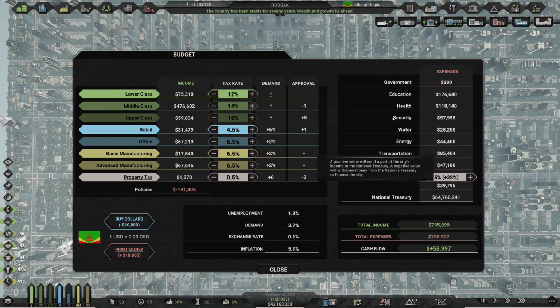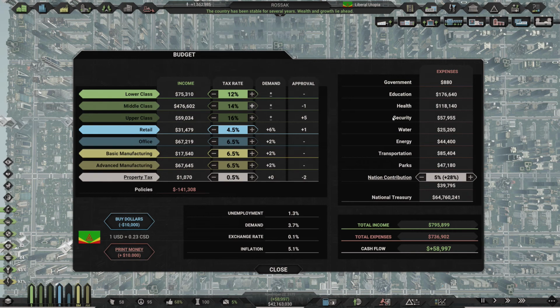Now, here's an interesting thing that I love. You have national contribution, and you have the national treasury. Right now, my national treasury is sitting at $64,760,000 city-state dollars. Okay, CSD, city-state dollars. Now, my national contribution, a positive value will send a part of the city's income to the national treasury. A negative value will withdraw money from the nation's treasury to finance the city. So what I like to think of this national treasury is like a slush fund, like a savings account. Now you're not going to make any money on it, but a rainy day fund, okay?